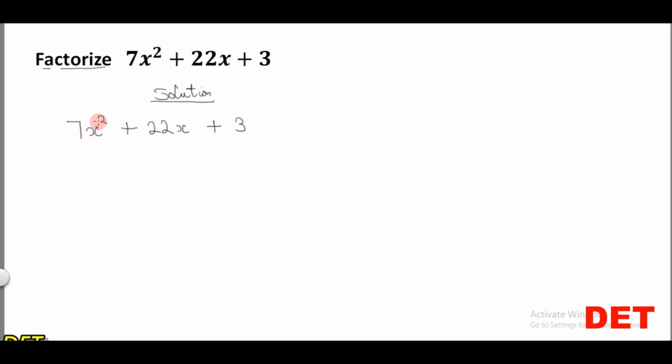Since the coefficient of x squared is a number greater than 1, what I would do here is to use this 7 to multiply 3. So 7 times 3 will give me 21. I'm going to look for the factors of 21 such that when I multiply the factors, I have 21, and when I add them, I have 22. So 7 and 3 are factors of 21, but 7 plus 3 will not give you 22, it will give you 10. So this will not work.